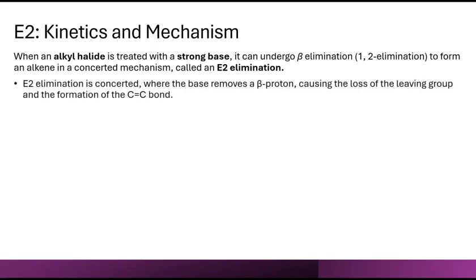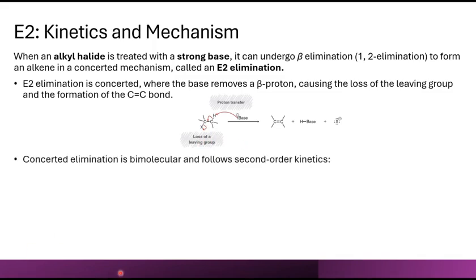E2 elimination being concerted means the base will remove that beta proton, causing the leaving group to leave and the formation of a C double bond C. So here is a concerted attack. The base is removing the H+ from the beta carbon. At the same time, the sigma bond is becoming a pi bond between the 2 carbons, alpha and beta, and at the same time, the leaving group is leaving. So we're going to have 3 reaction curved arrows.